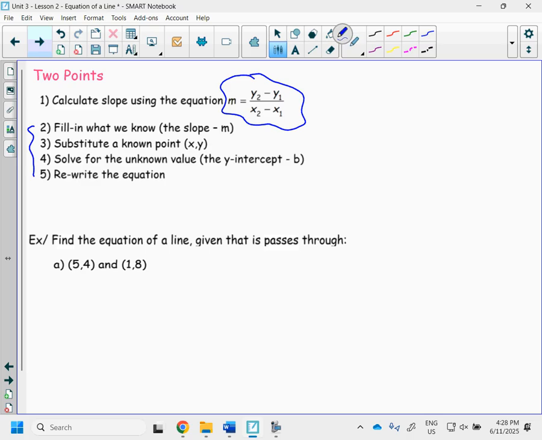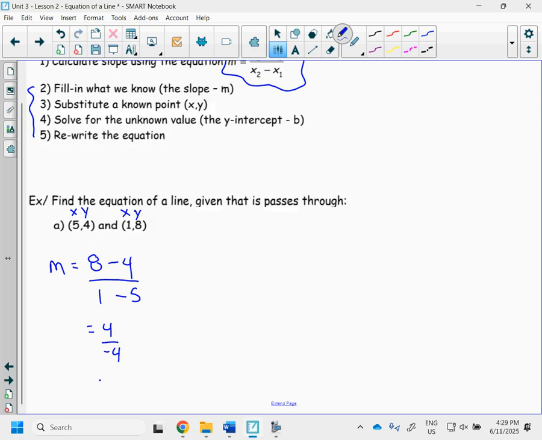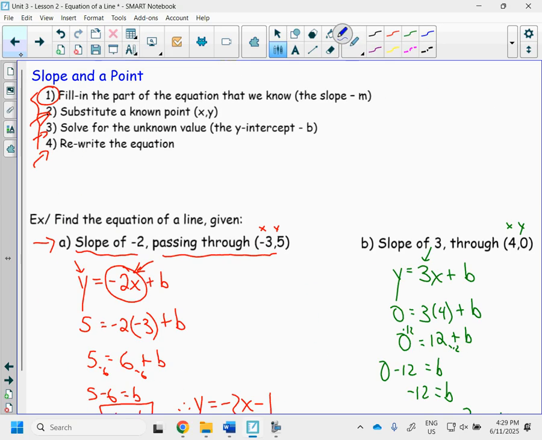Let's try one just to make sure. Find the equation of a line given that it passes through these 2 points. Well, I've got a bunch of points, x's and y's, but I have no slope. So job 1 is find my slope. y number 2 minus y number 1 over x number 2 minus x number 1. I'm going to make that easier if I can. Well, 4 divided by negative 4 is negative 1. And now it's basically as if I start this question all over again.